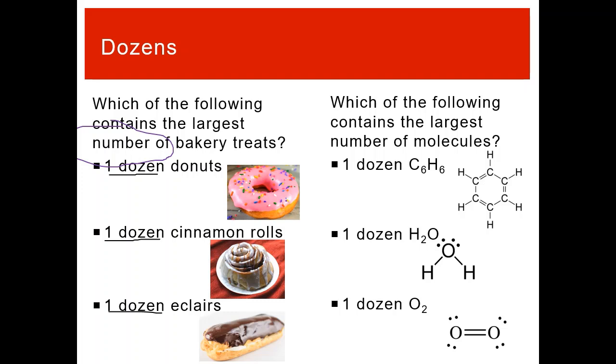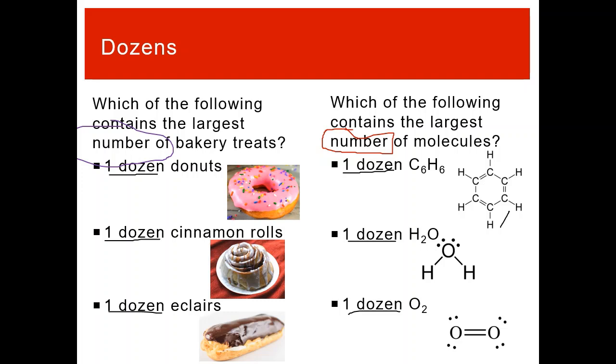So when we look at something like a chemical context, the objects of choice are going to be molecules. And so we said for chemical reactions, we care about the number of molecules. And so we can count molecules using counting units. We could say I have 1 dozen C6H6. Here's a picture of that molecule. 1 dozen water. Here's a picture of that molecule. And then 1 dozen O2 molecules.